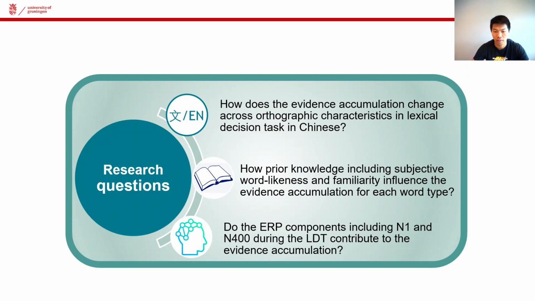And lastly, do the ERP components, including the N1, which reflects orthographic processing, and the N400, which reflects semantic processing during the lexical decision task, contribute to the evidence accumulation model?